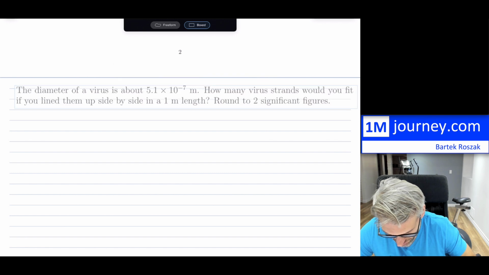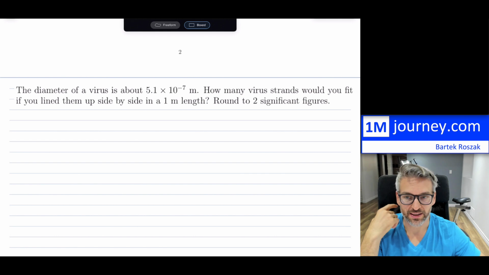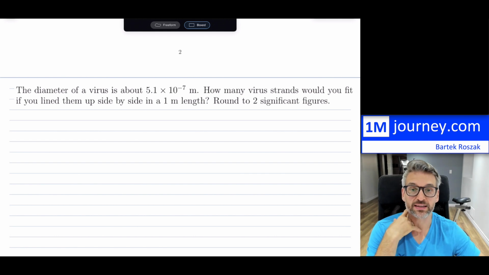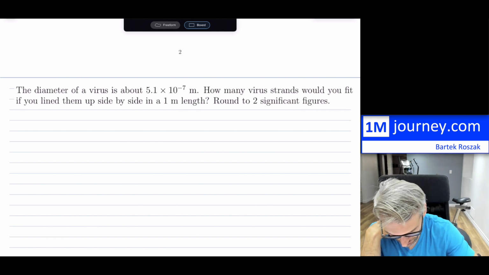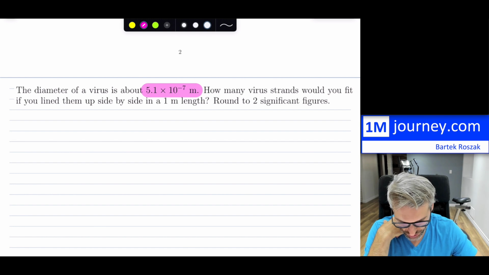So this is question 5. The diameter of a virus is about 5.1 times 10 to the -7 meters. So this is what we have been given right there. How many virus strands would you fit if you lined them up side by side in a 1 meter length?